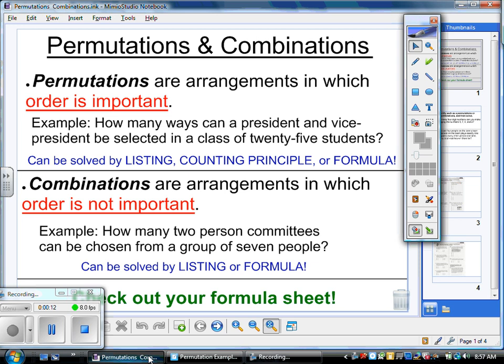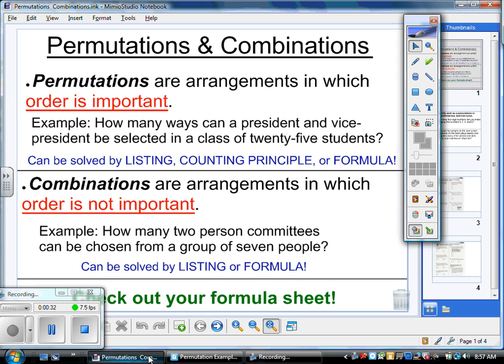Really, we'll end up focusing in part 1 of this video on permutations, but I will introduce both the definitions and some examples and some ways to go about solving. I will solve permutations in this one, and then go ahead and solve some combinations in part 2, so watch for that as an additional video.